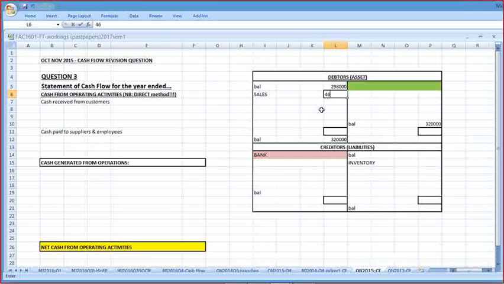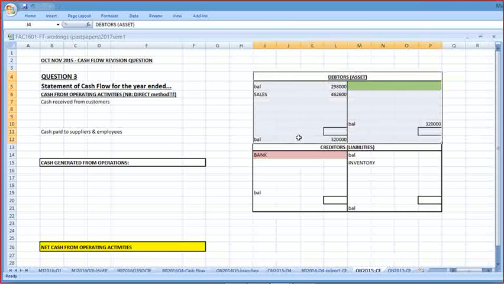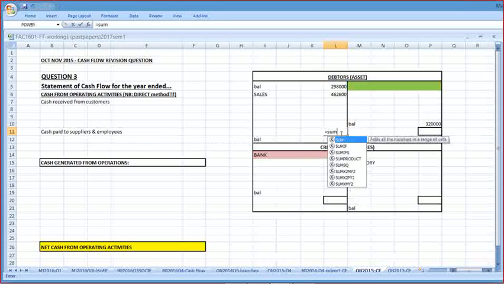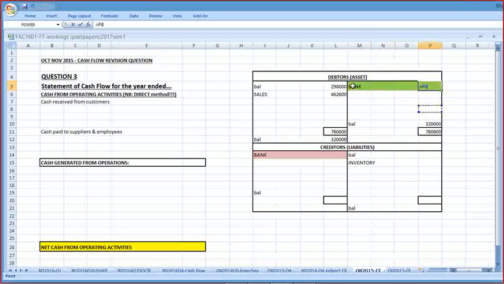Okay. Well, now sales 462,600. Can I balance this account? Yes, that's the easy one to balance. Sum up the left. It's 760,600. Yes, and then the balancing figure is the difference between what we just had as a total less the balance carried down. And there you go, 440,600.